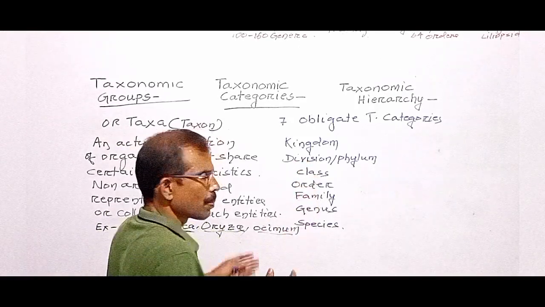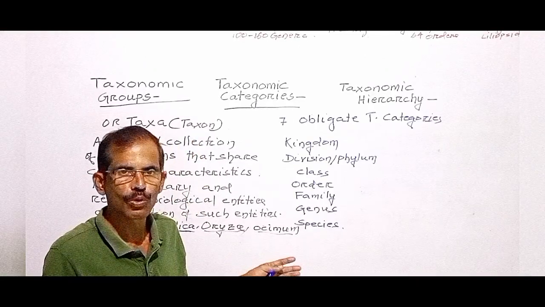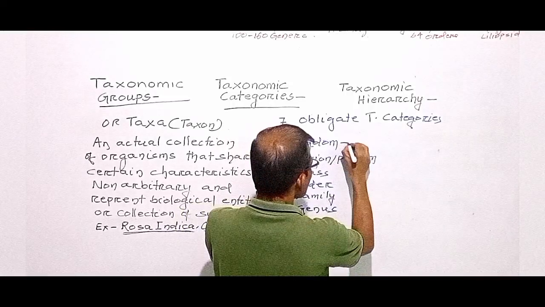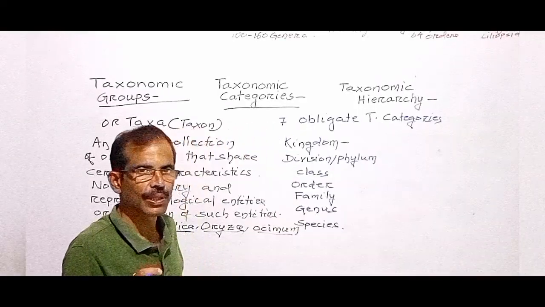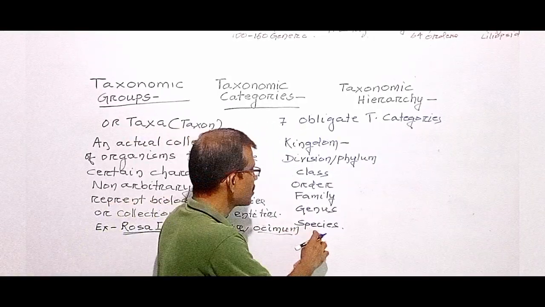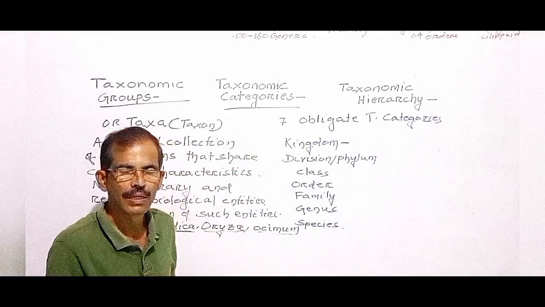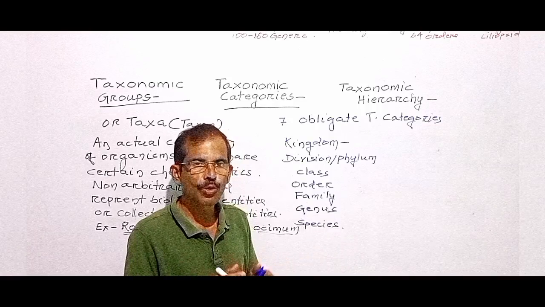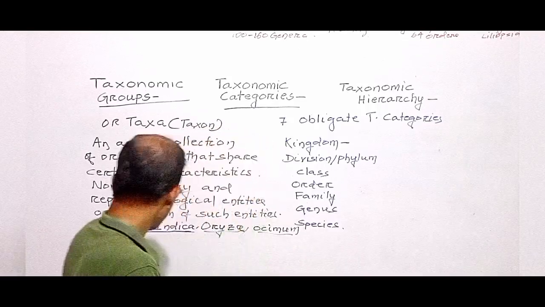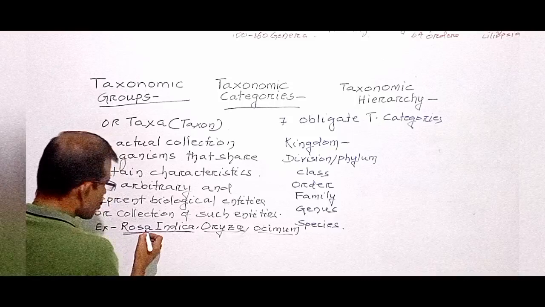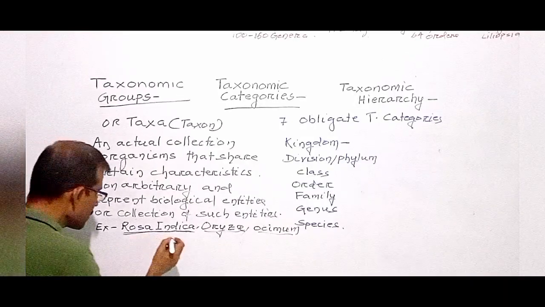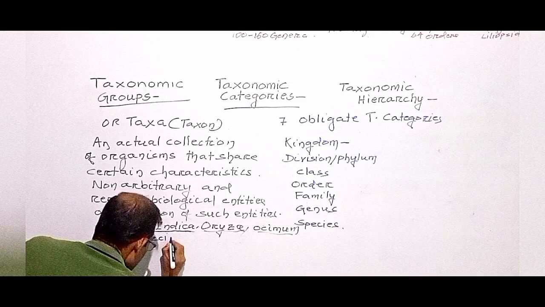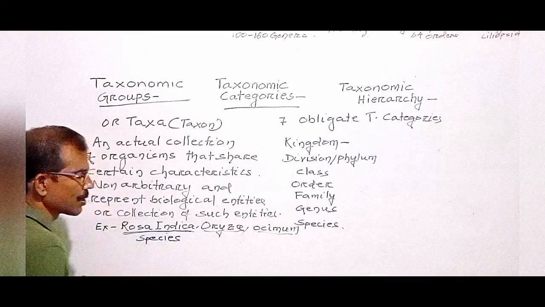Each of these represents a different level of inclusiveness. Out of these, kingdom is most inclusive and less specific, whereas species is more specific and less inclusive. Now let us compare between taxonomy group and category. Rosa indica is a taxonomy group. It is assigned to the category species.